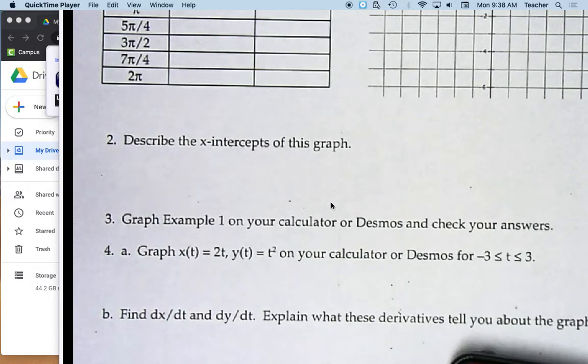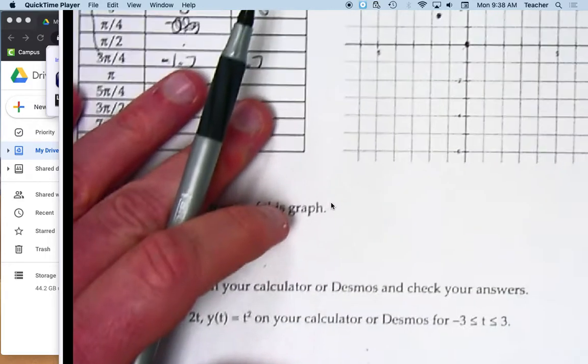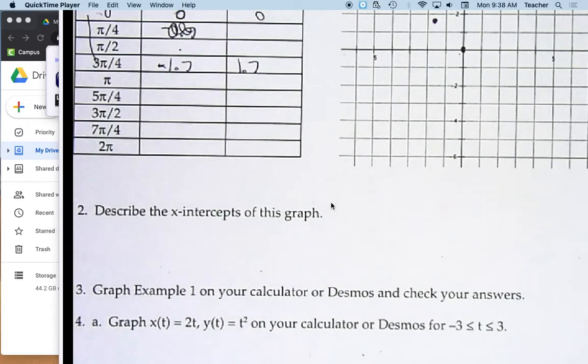And then some questions about the x-intercepts. So you'll want to be thinking about how you know when the graph is on the x-axis, what you know about the coordinates of all points on the x-axis. Before you dive into this, you'll watch the next video, which will talk about how to check these graphs on your technology, either Desmos or the graphing calculator.